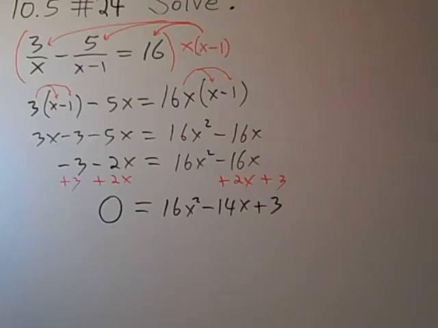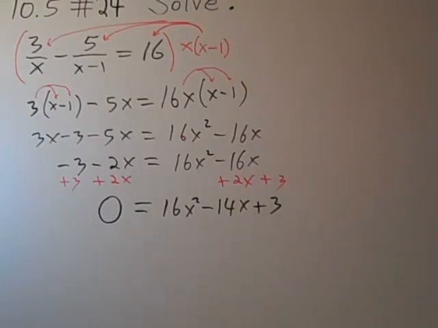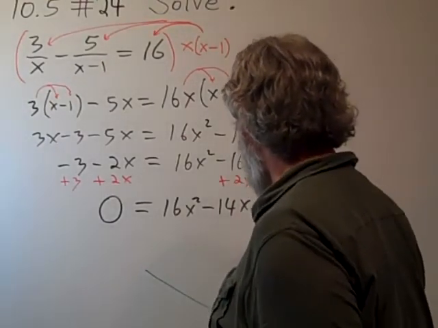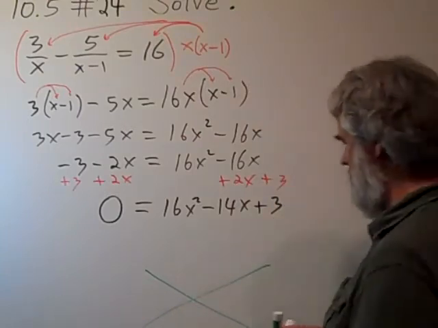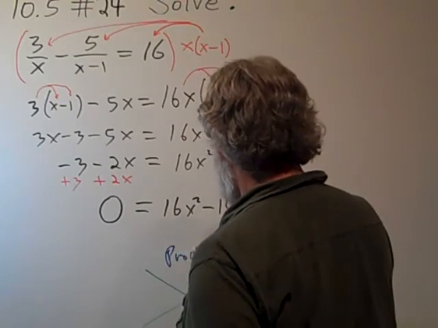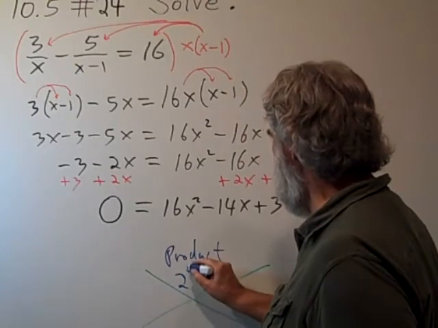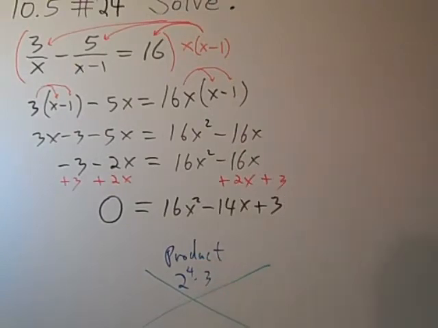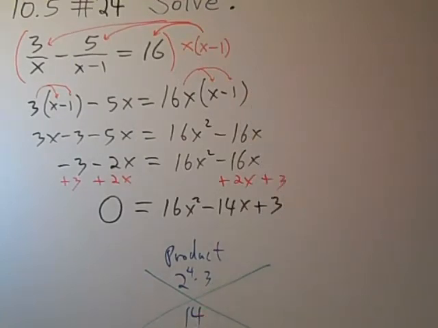And now we have to try to factor this. So let's make our little x here and try this process. So we're looking for two numbers whose product is 3 times 16. So that's 3 times 16. 16 is 2 to the 4th power. So 2 to the 4th power times 3. And the sum is 14. So we're looking for two numbers that have these properties.